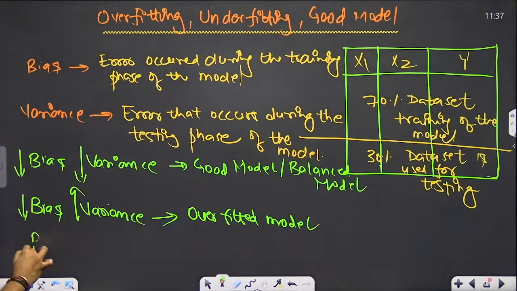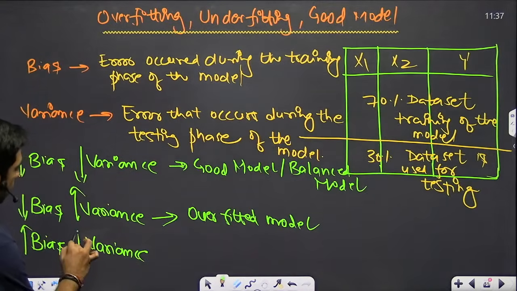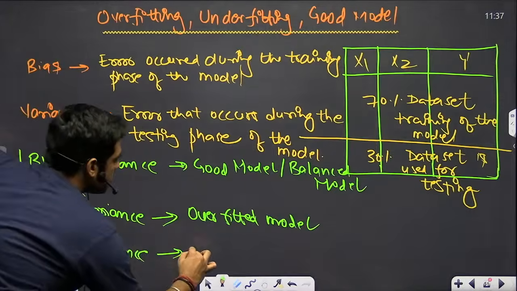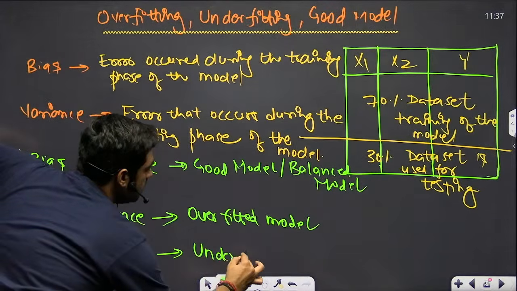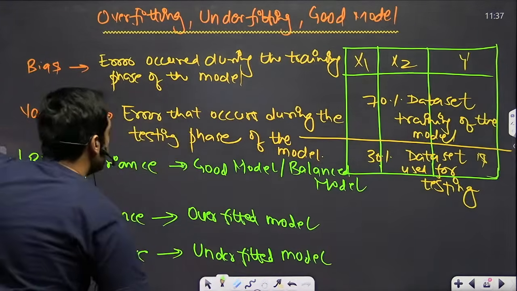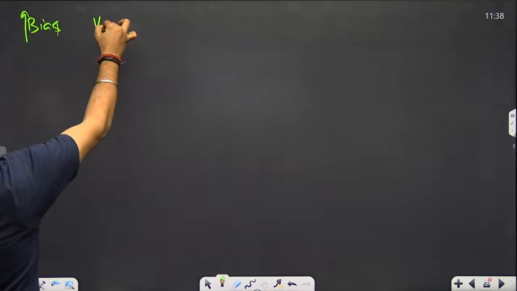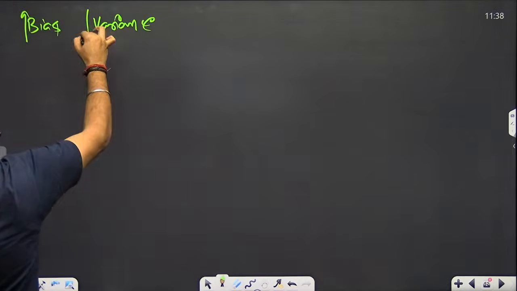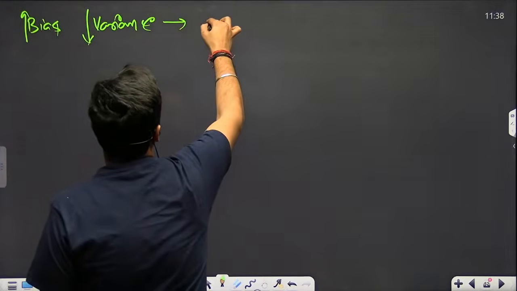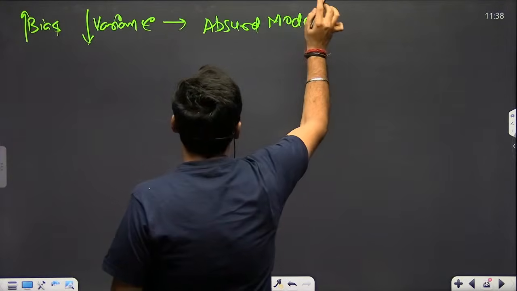Then the third case, bias is high and variance is also high. That is known as the underfitted model. And the fourth case, when bias is high and variance is low, that is known as an absurd model.